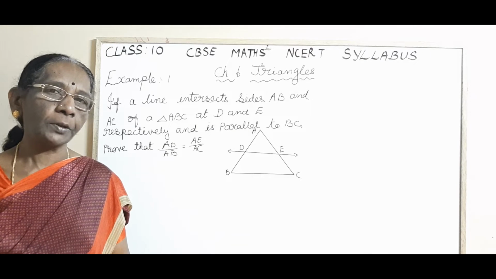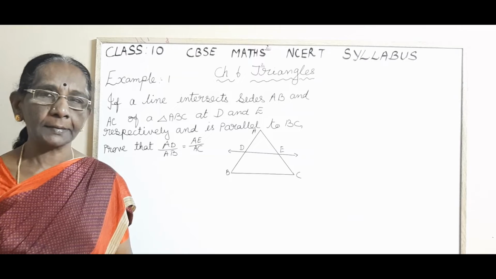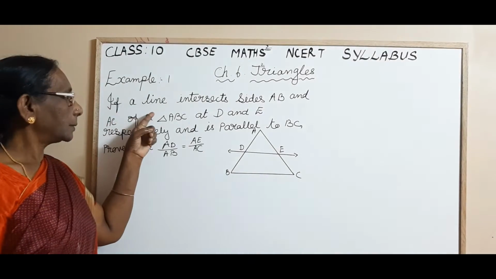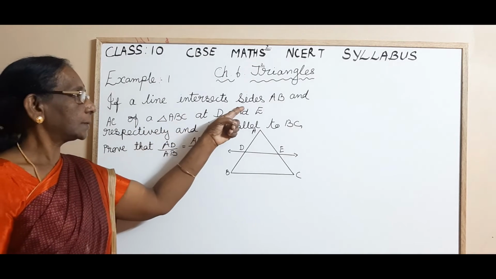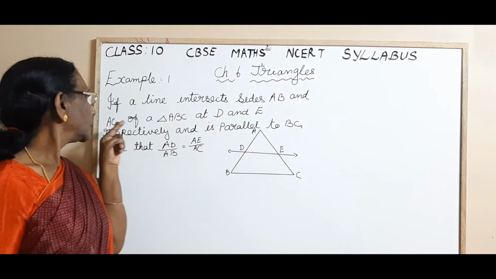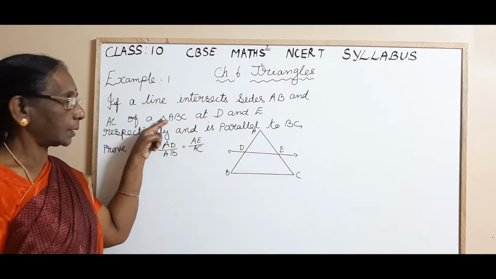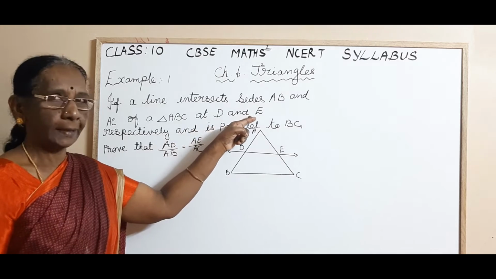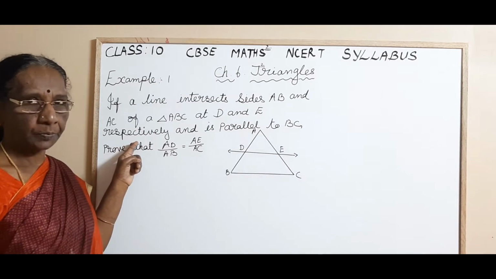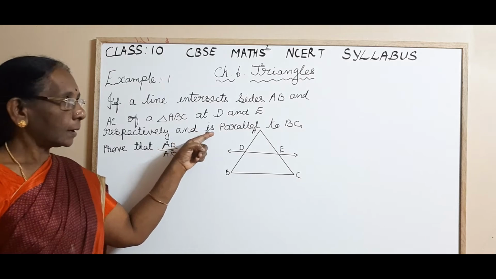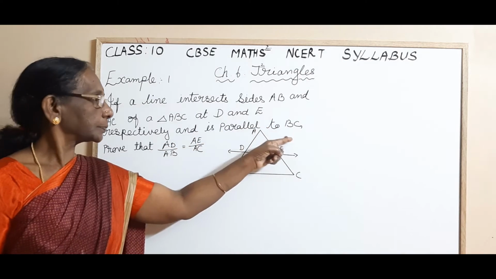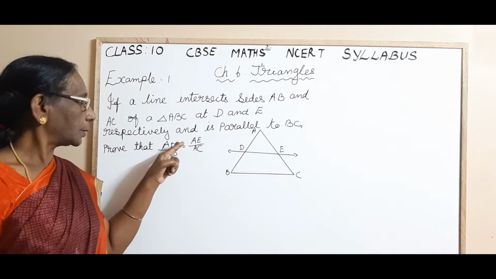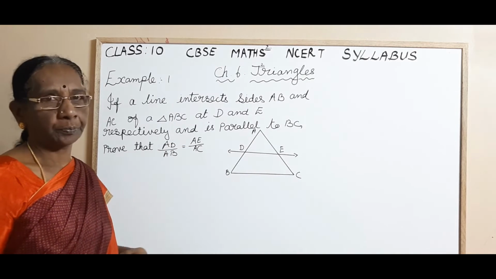In this session, we are going to continue chapter 6, triangles. Example 1. The question is: if a line intersects sides AB and AC of a triangle ABC at D and E respectively and is parallel to BC, prove that AD by AB is equal to AE by AC.